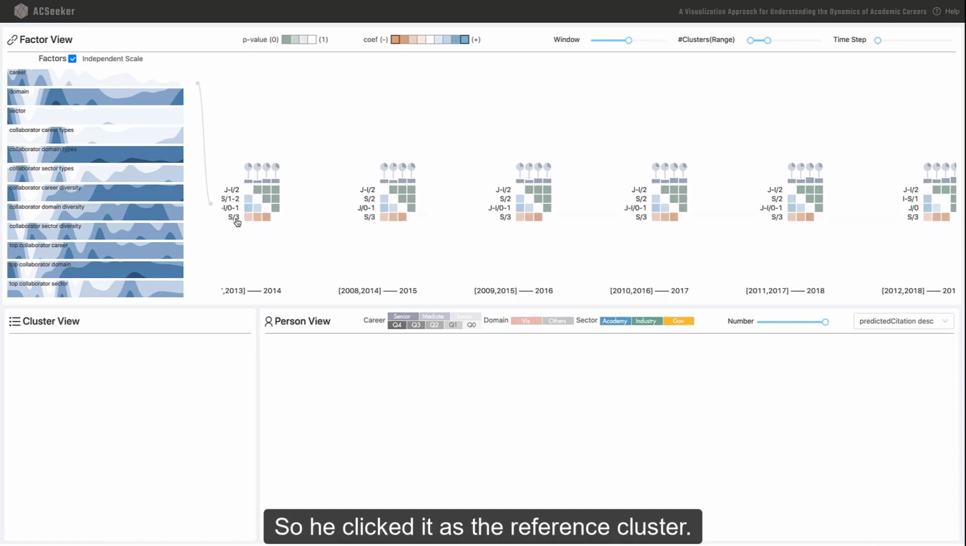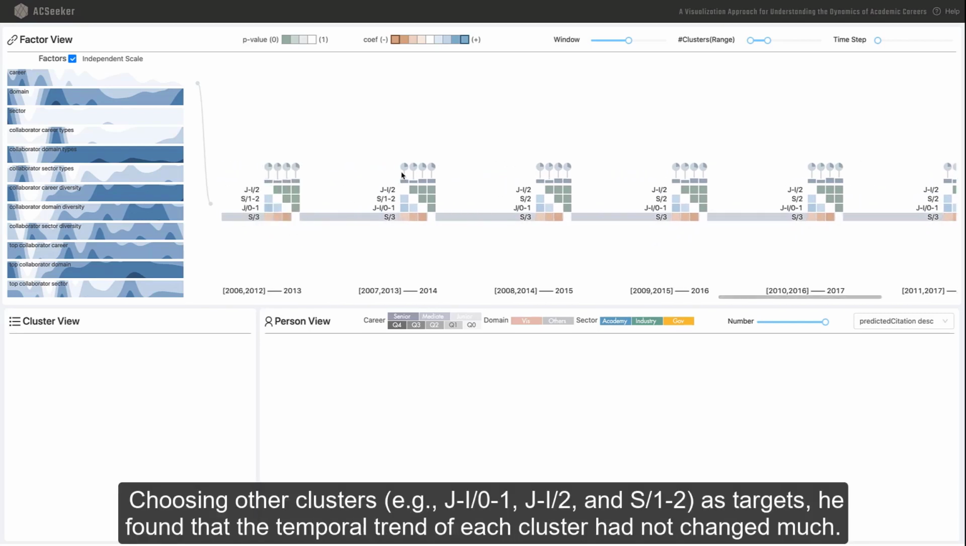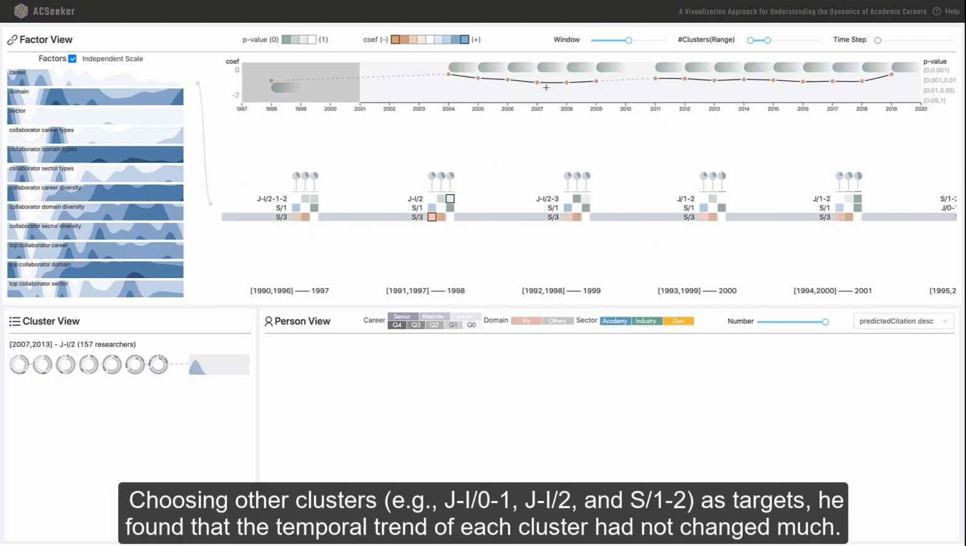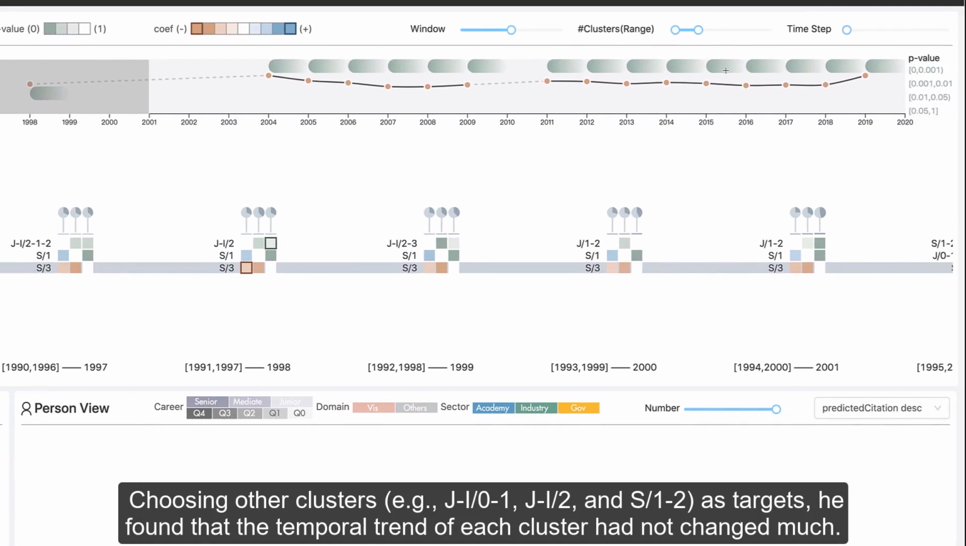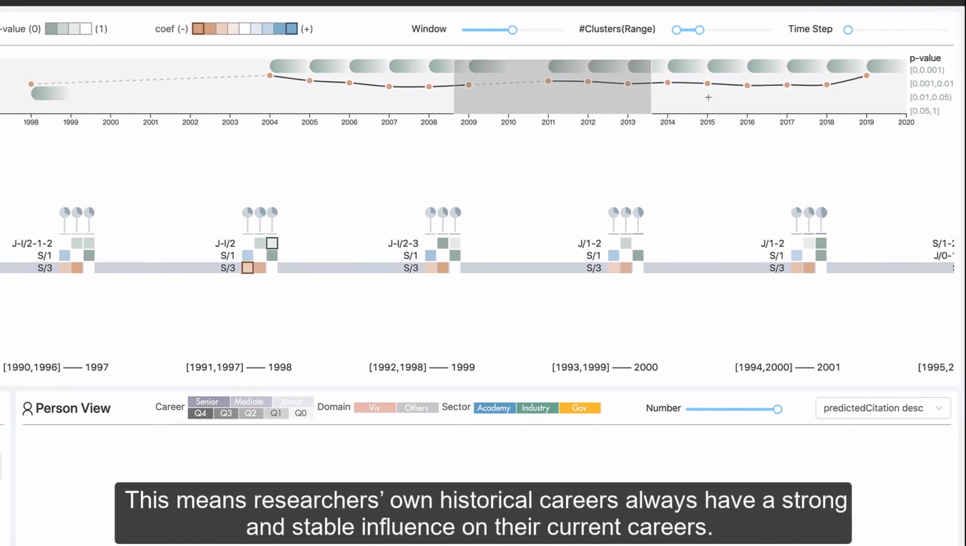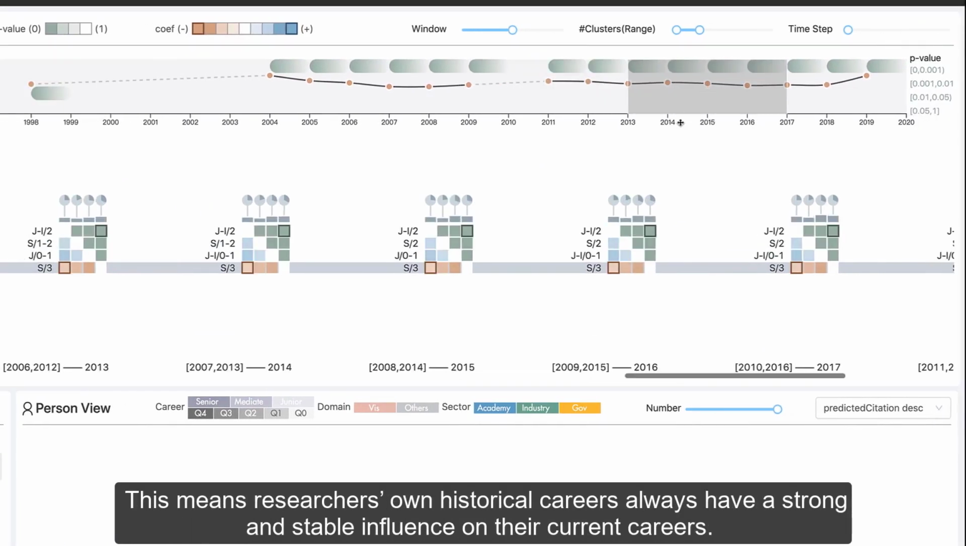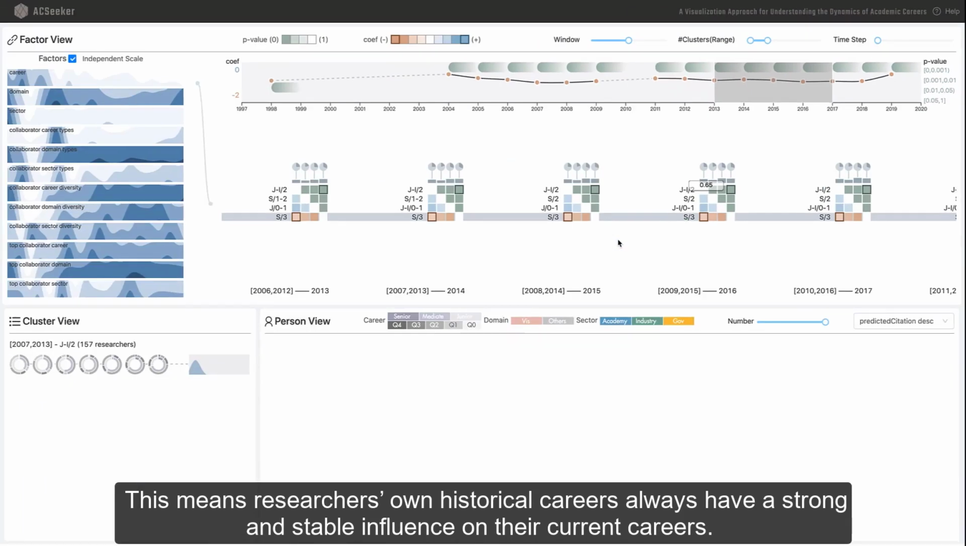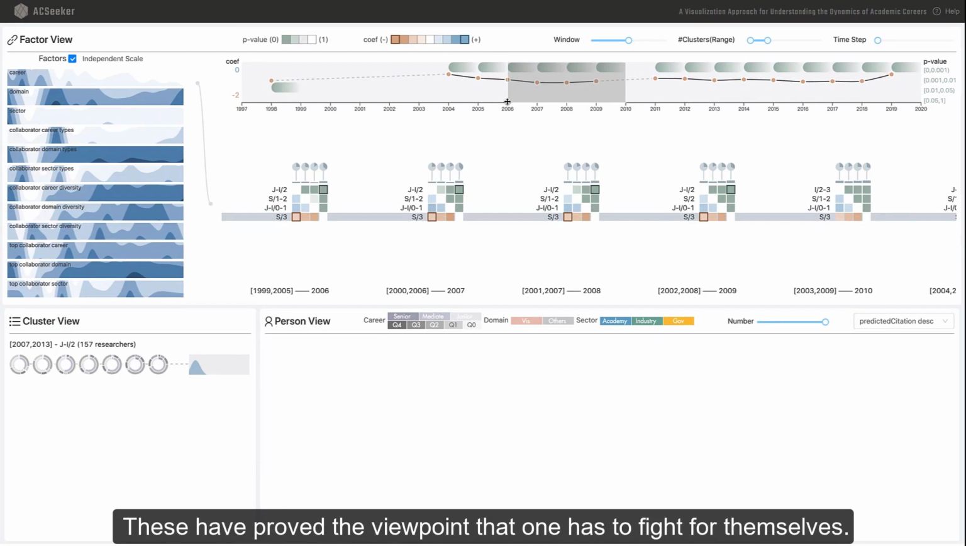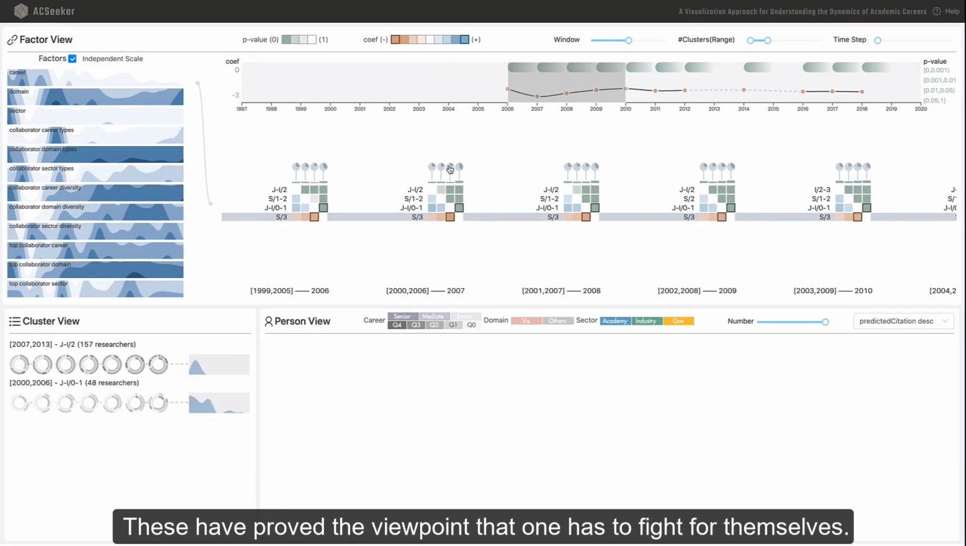the reference cluster. Choosing other clusters as targets, he found that the temporal trend of each cluster had not changed much. This means researchers on historical careers always have a strong and stable influence on their current careers. These have proved the viewpoint that one has to fight for themselves.